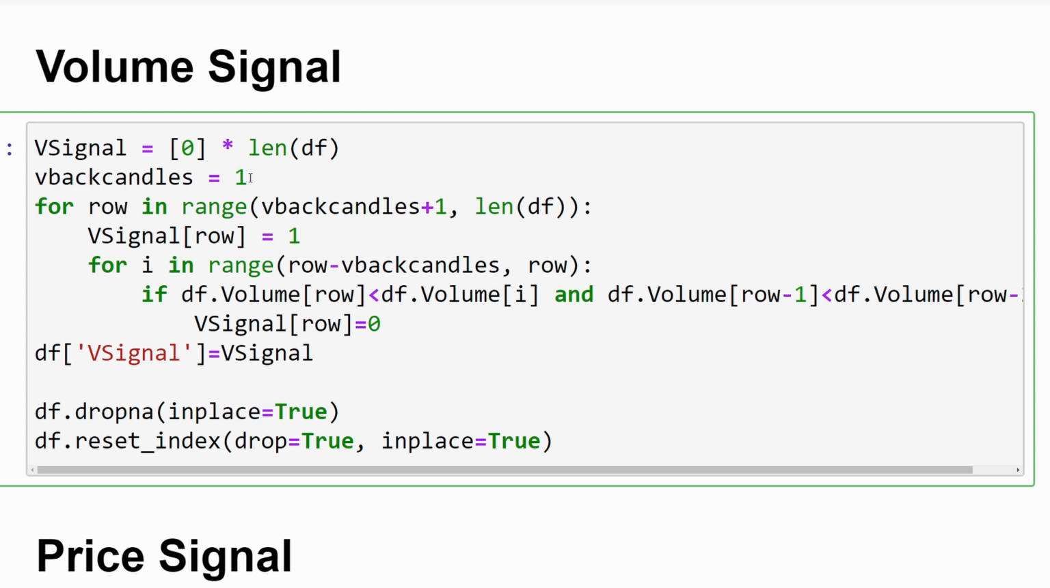We can compare it to 2 previous candles or 3 previous candles. And this was left on purpose in a variable like this, because if you will use it in an hourly time frame or 4 hours time frame, you might want to increase this.